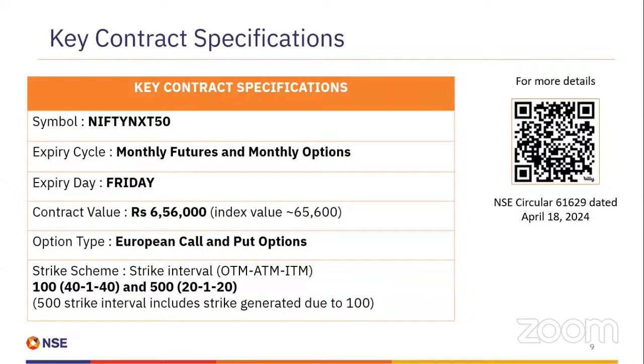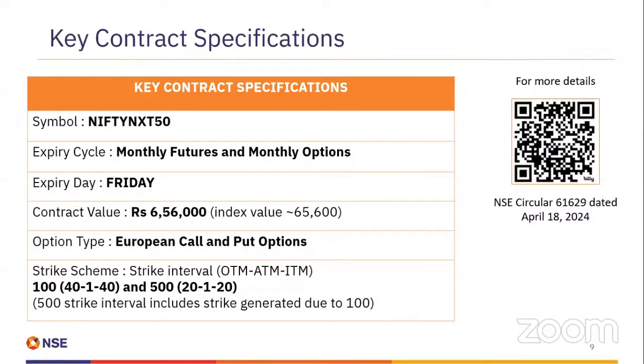In terms of value, the contract value is around 6,56,000, considering the index as 65,600. The lot size is 10 here. If you multiply it with the index value, which is roughly 65,600, the value will be somewhere around 6.5 lakhs. So the value is not very low towards the 5 lakh side, but not very high towards the 10 lakh size as well. Again, like all other index derivatives, here we have the European call and put options.